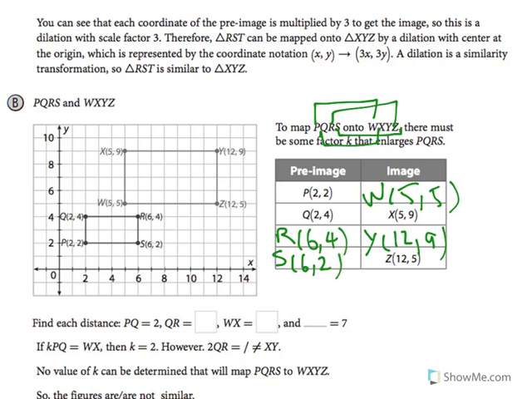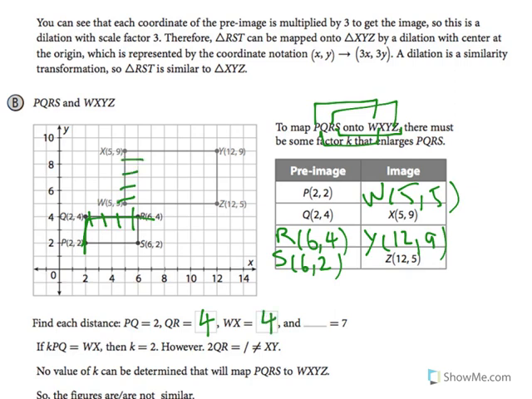Then to find the distance from P to Q, we can count the distance is 2, and from Q to R we have 1, 2, 3, 4. And the distance from W to X we have 1, 2, 3, 4.